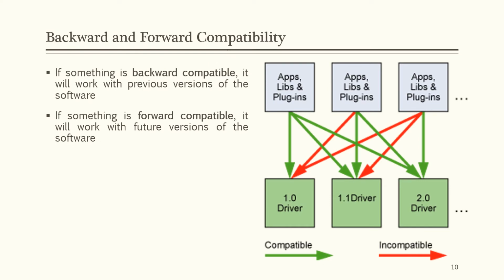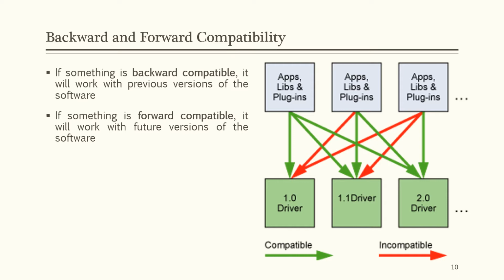Here we have two concepts, backward compatibility and forward compatibility. If something is backward compatible, it will work with the previous versions of the software. If something is forward compatible, it will work with future versions of the software. In the picture, you can see the example of backward and forward compatibility.